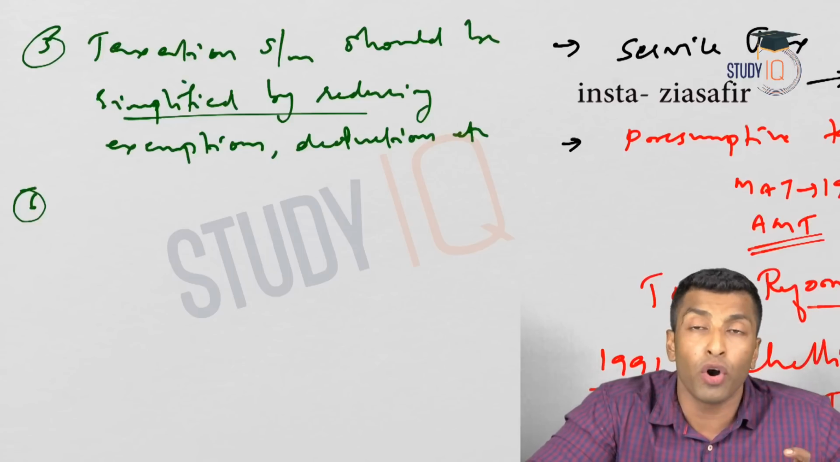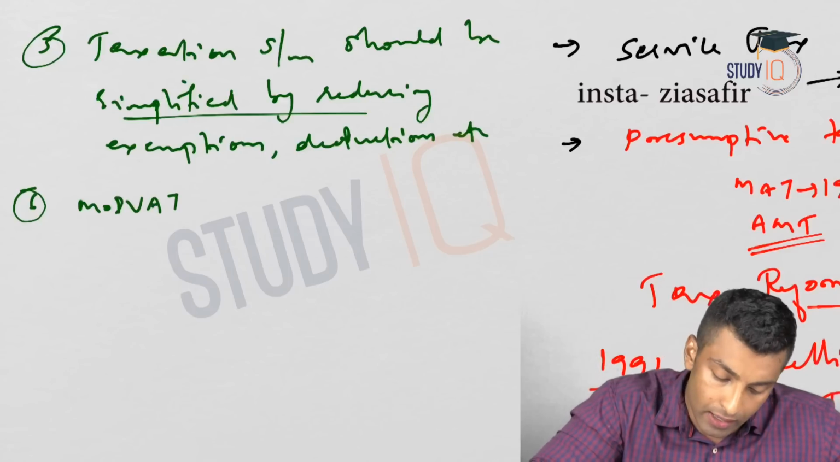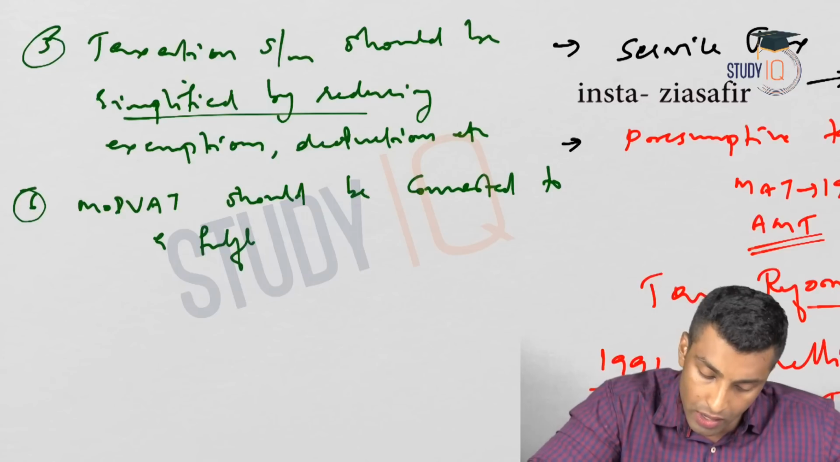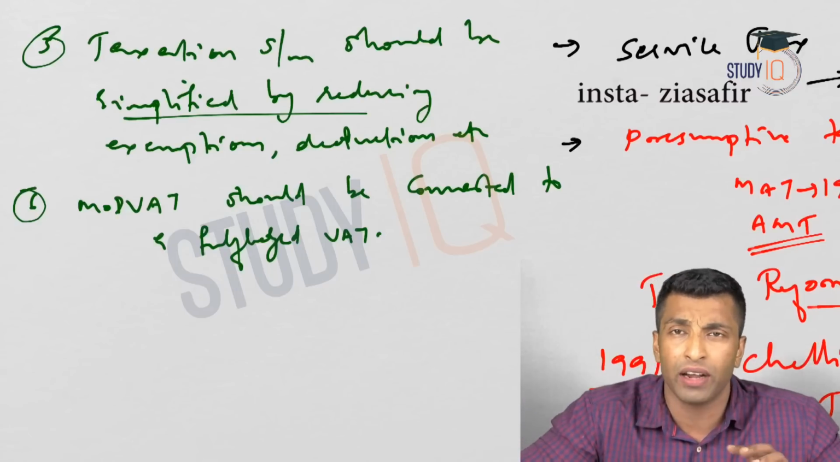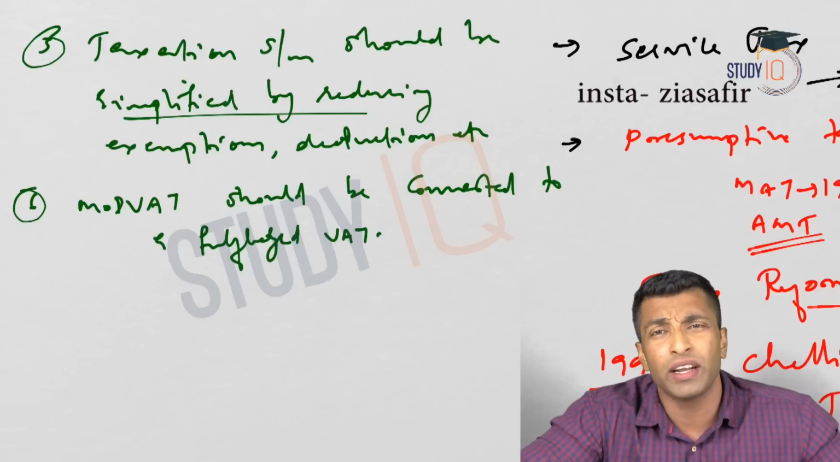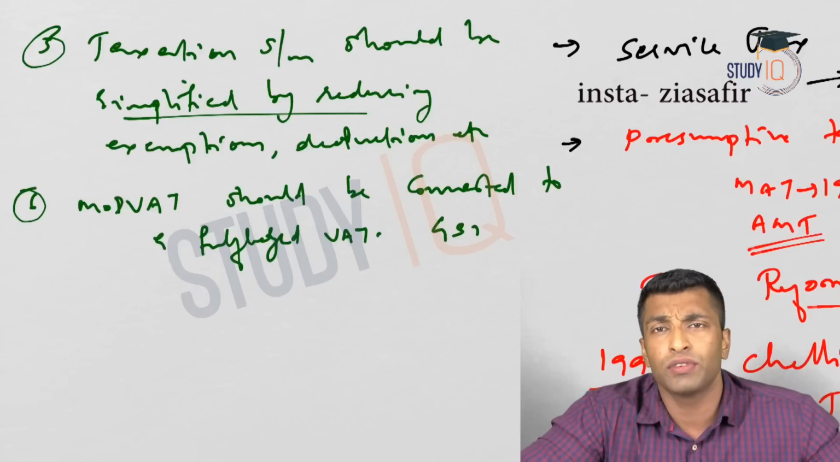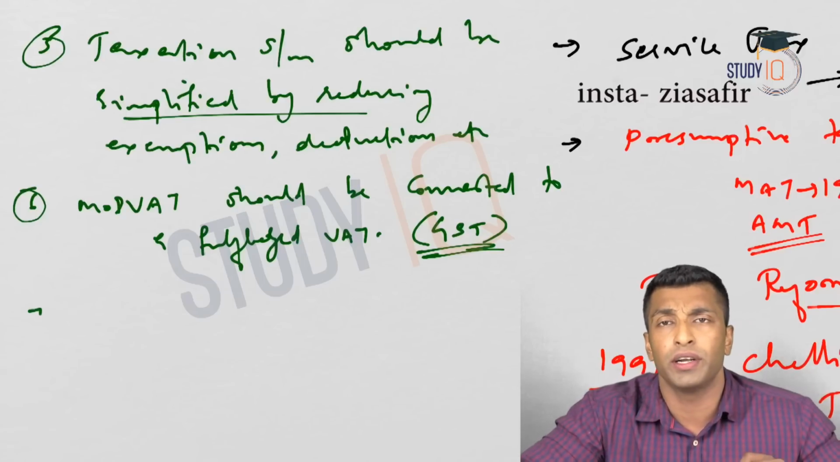The next recommendation is that the modified VAT, or MODVAT, introduced in 1986, has to be converted to a full-fledged VAT. In 2000 it was changed to CENVAT, which is again a modified form of the full-fledged or ideal VAT. I told you it is practically impossible to implement the ideal concept of VAT. The practical version of VAT is what we are implementing now, that is GST. So the government accepted this and introduced GST.